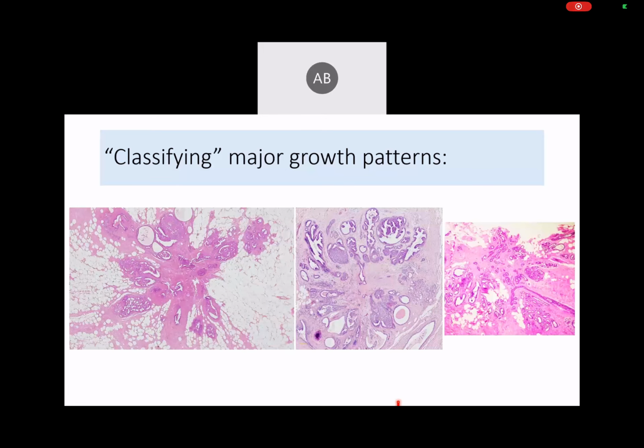There's Jyoti. She's come back. Can you hear us, Jyoti? Yes, ma'am, I can hear you. All right. So now tell me, all three have the same pattern. What is this pattern? Pratibha says solid and cystic.